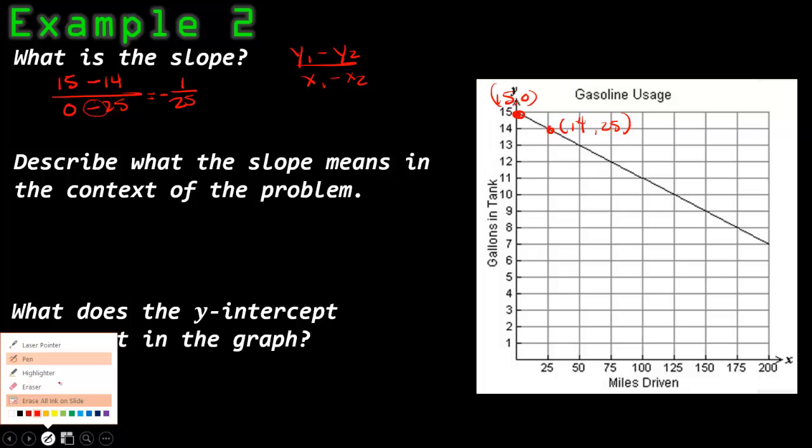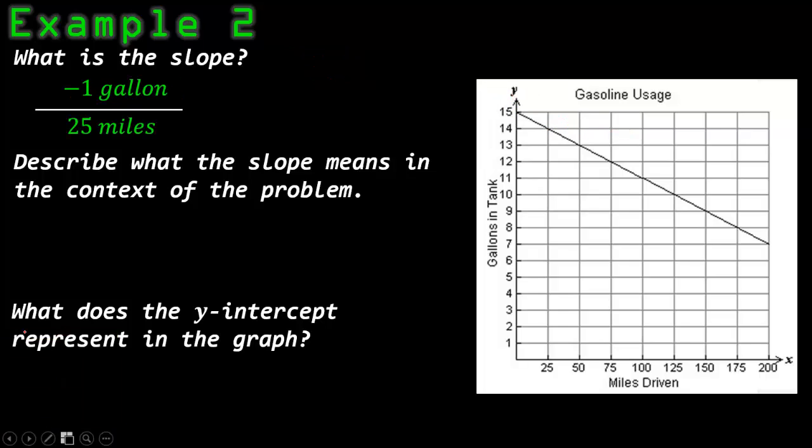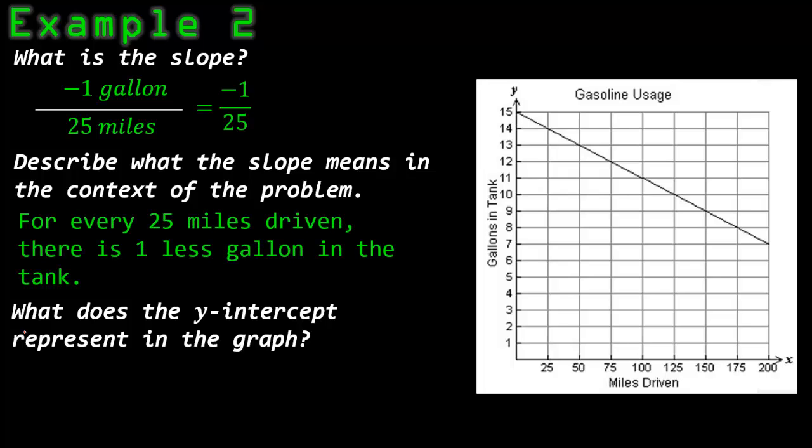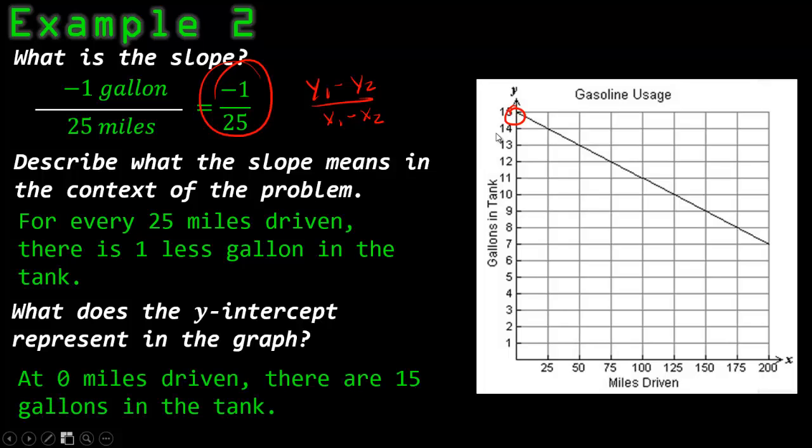Let me erase all that. So negative 1 gallon for every 25 miles. Like I said, negative 1 over 25, that's all you would have to put for the slope. So just do that y1 minus y2 over x1 minus x2. Pick 2 points. What it means is that for every 25 miles driven, there's 1 less gallon of gas in the tank. Pretty simple. What does the y-intercept represent in the graph? Well, at 0 miles, how many gallons do we have? At 0 miles driven, there are about 15 gallons in the tank.